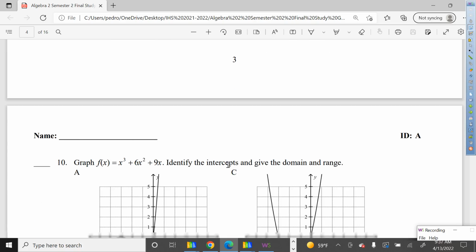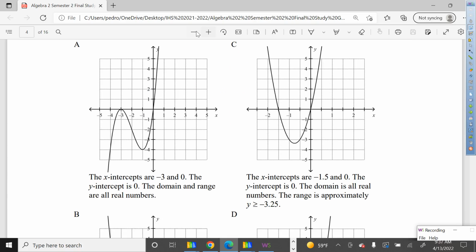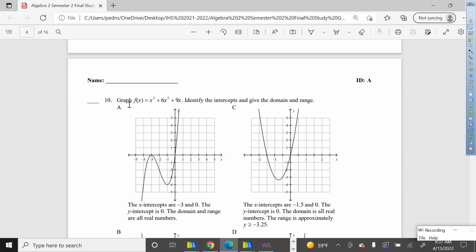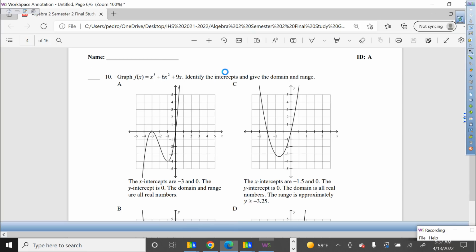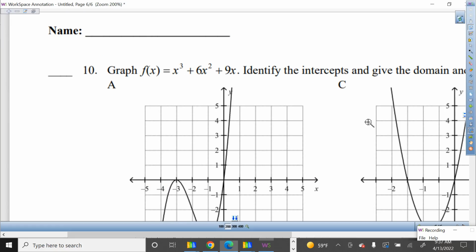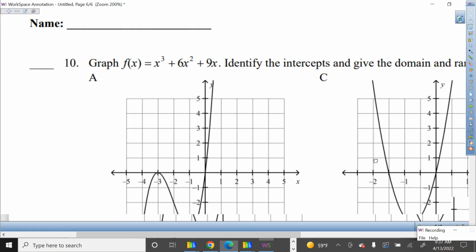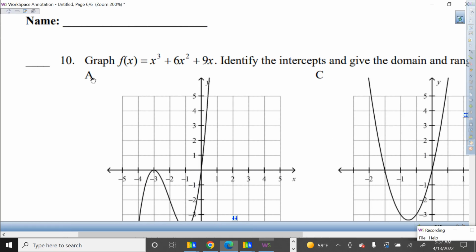Number 10. Let me zoom out. It reads, graph f of x equals x cubed plus 6x squared plus 9x. Identify the intercepts and give the domain and range. Okay, so I'm going to start with this one, and I'm going to focus first on the equation. So let me zoom in for that. All right, so on your paper, on your notes, write number 10, and I want you to write this function, f of x equals x cubed plus 6x squared plus 9x.